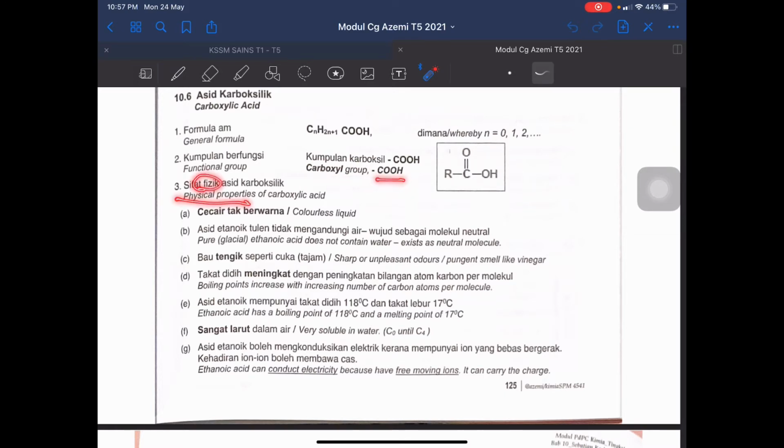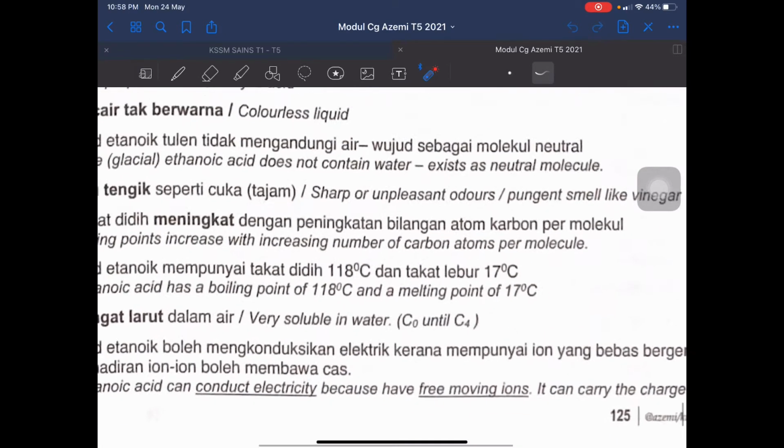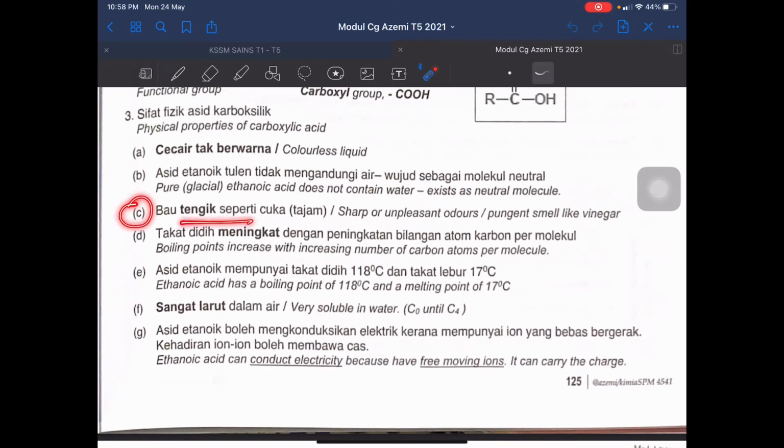Sifat fizik that you can see. 1. Cecair tak berwarna. It's a colorless liquid. Pure glacial ethanoic acid does not contain water, exists as neutral molecule. Okay, this is the term that you need to use. Asid ethanoic toluene, dia berbentuk glacial. Glacial maksudnya seperti ais. Dia tiada water, hanya wujud sebagai neutral molecule. And then, number 3, bau tengik, sharp or unpleasant odor, pungent smell like vinegar, macam cuka, tajam lah.